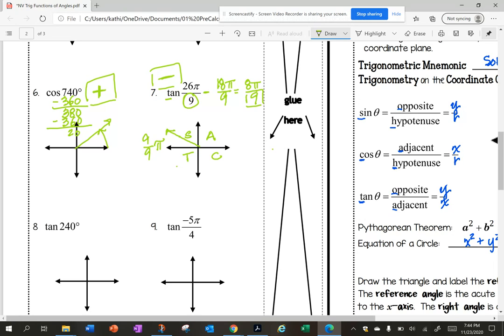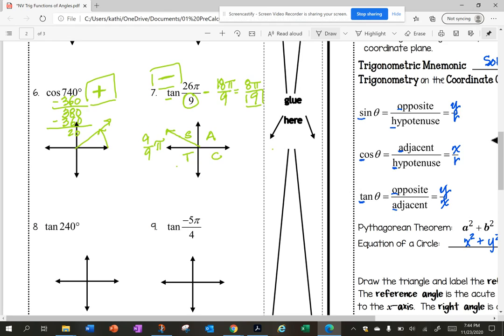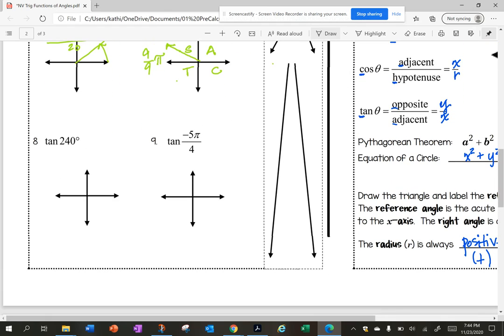Okay, I'm going to have you try 8 and 9. You tell me. So stop. Tell me if these are positive, negative, or 0. And then turn it back on after you check.